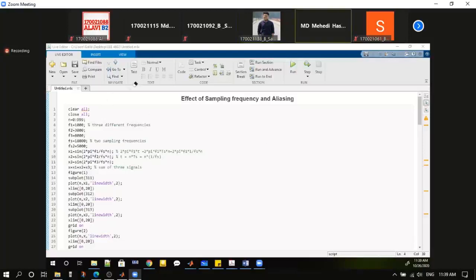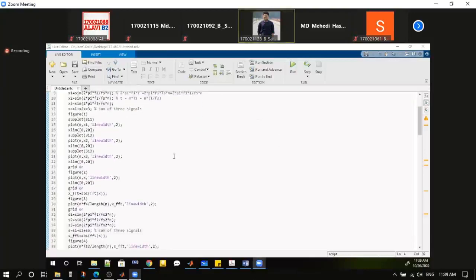Then we are adding all the three signals and putting it in X, and then we are plotting the graph. In subplot 311, we are plotting the first signal, and in the plotting there is line width 2, that means the width of the line will be 2, and xlim equal to 0 to 20, that means the x axis limit will be 0 to 20. Then there will be subplot 312, that means we will be plotting the second signal, and the x limit is the same, 0 to 20. Then subplot 313, that means the third signal.